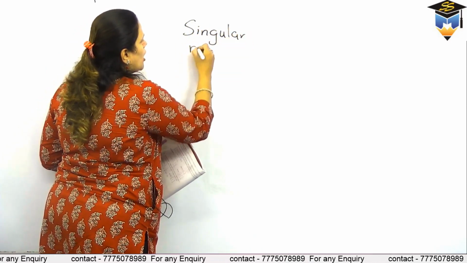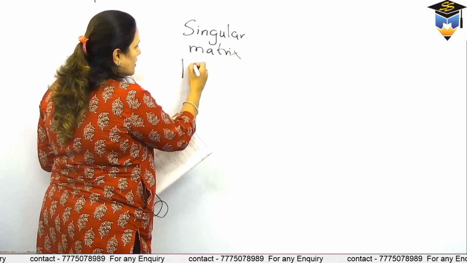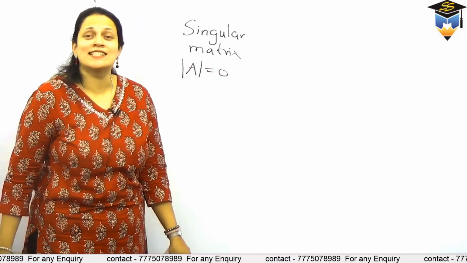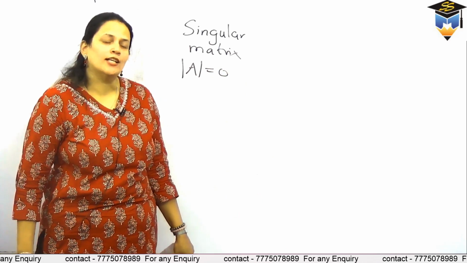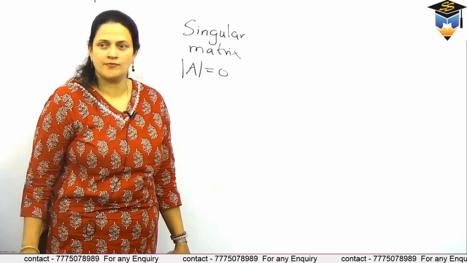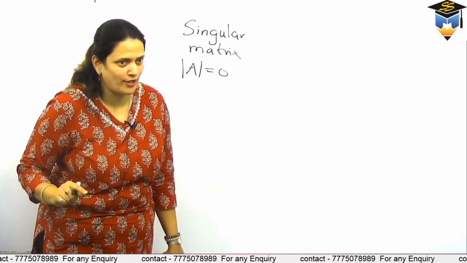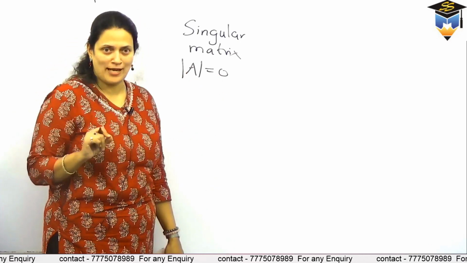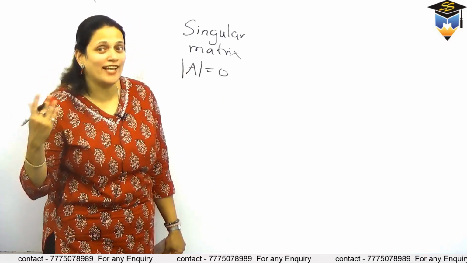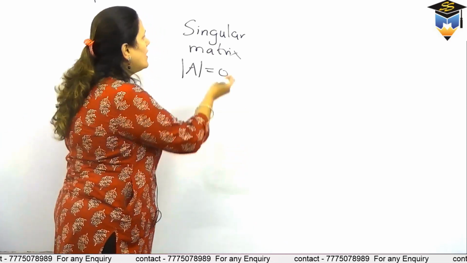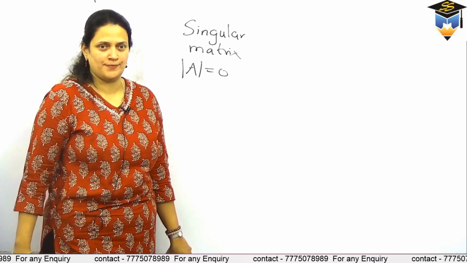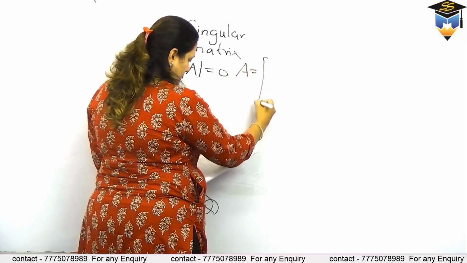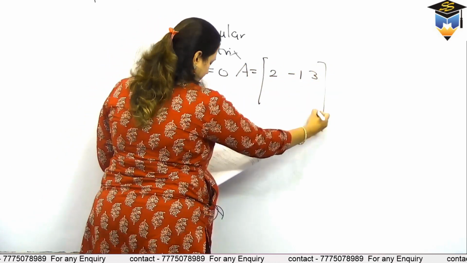Today we are going to learn the concept of singular matrix. Its determinant value, if that value is equal to 0, we say it is a singular matrix. Otherwise, it is called a non-singular matrix. Understood? A square matrix whose determinant value is 0 is called a singular matrix. And if its value is greater than 0 or some other value than 0, we say that it is a non-singular matrix.